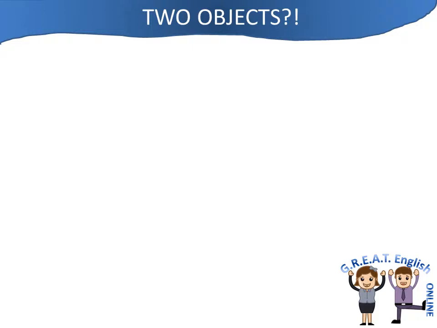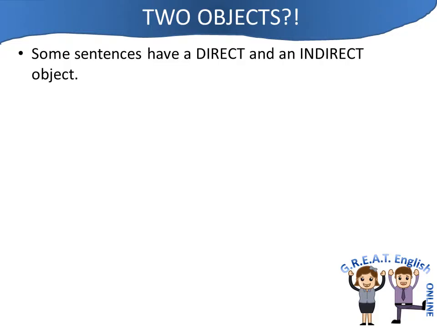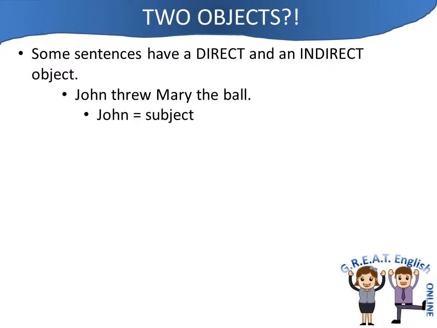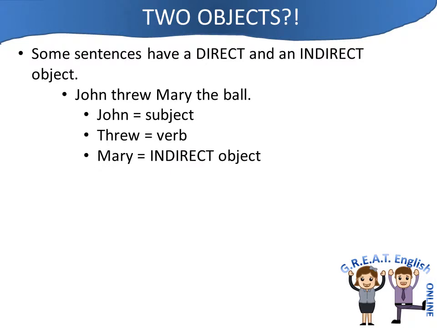In some cases, sentences have two objects. They have a direct and an indirect object. John threw Mary the ball. So here we have John as the subject, threw is the verb. Mary is the indirect object. John didn't throw Mary. John threw the ball. The ball is the direct object. But Mary was the recipient of the ball and therefore indirectly the recipient of the throwing. And so she's the indirect object.